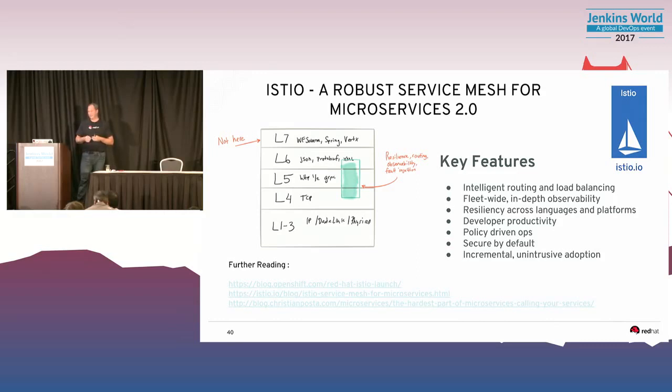Istio is a robust service mesh for microservices 2.0. This is the next thing after microservices 1.0. It's where all of the stuff you have to worry about in microservices, all the service discovery and load balancing and fault tolerance and circuit breaking, you don't have to worry about that anymore. Literally, you do not have to worry about that anymore. You can just cut all the code out, just remove it. It's handled at a much lower layer in the lower networking layers, as you can see in this hand-drawn thing. You shouldn't have to worry about it in the application code itself.